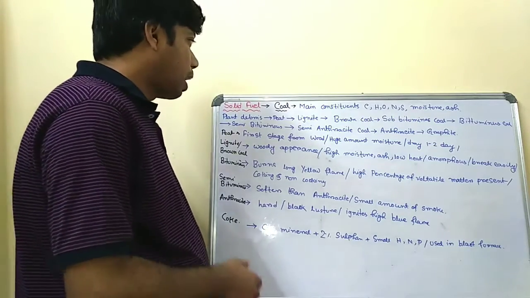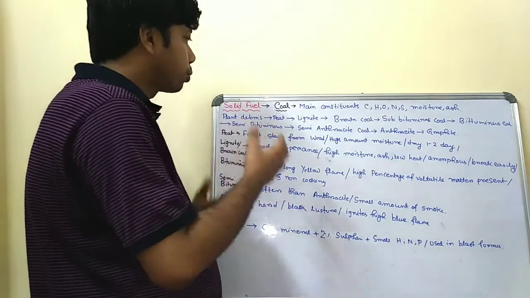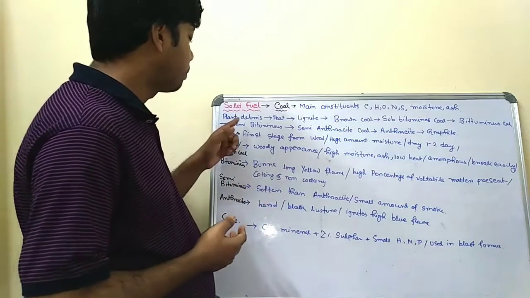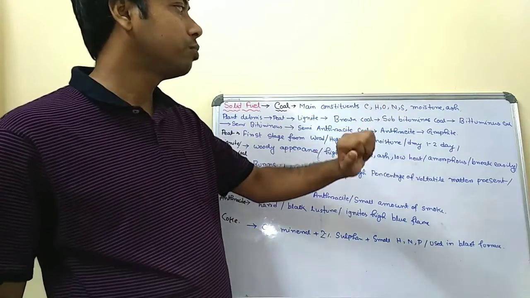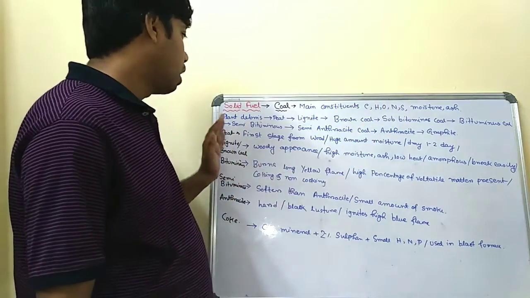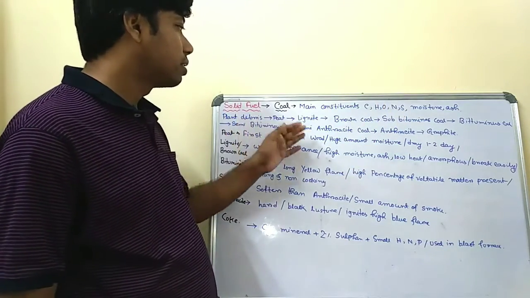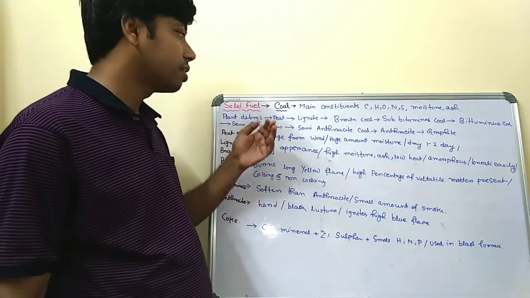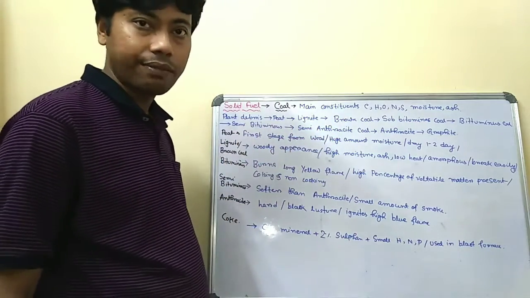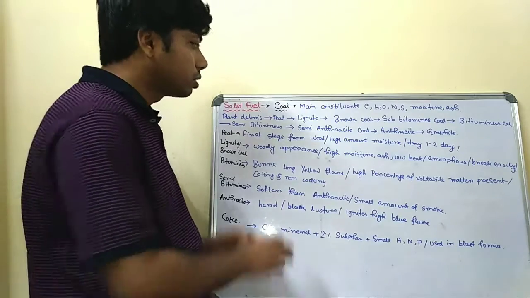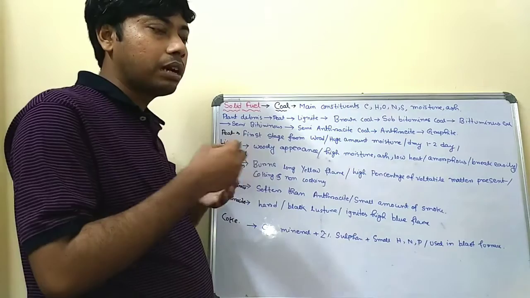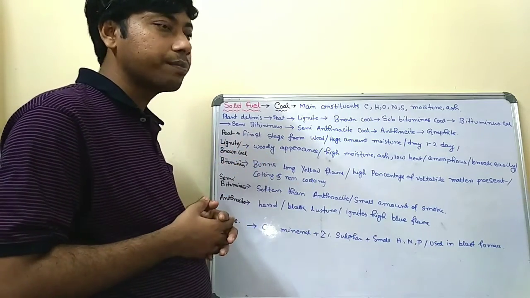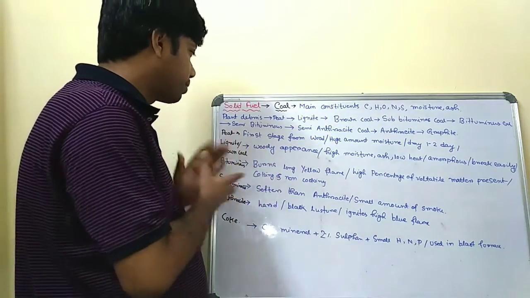Now, how does coal form? First of all, plant matter is reduced to peat, peat to lignite, lignite to brown coal, sub-bituminous coal, bituminous coal, semi-bituminous coal, semi-anthracite, anthracite, and then it is graphite in form, as you know. These are the forms of different types of coal through processing.